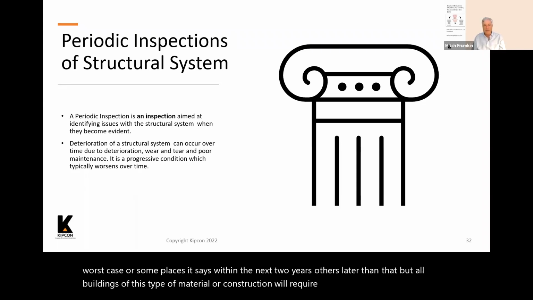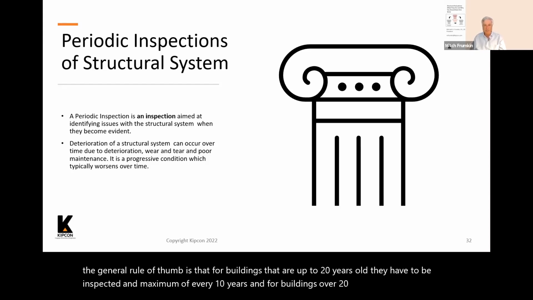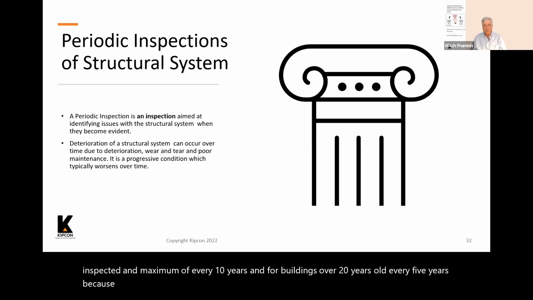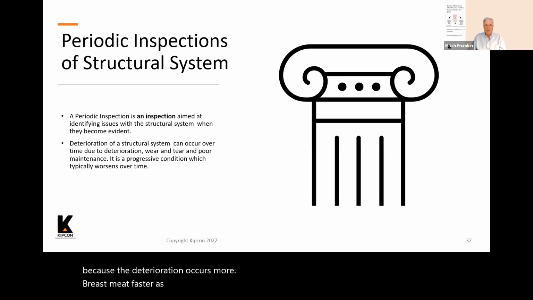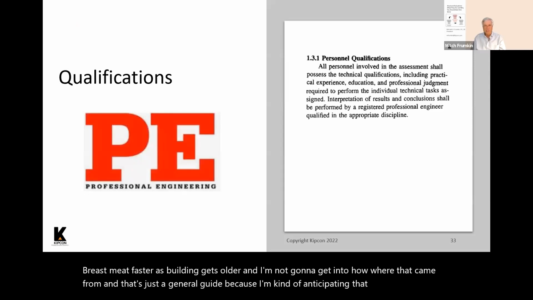And then after that, the general rule of thumb is that buildings up to 20 years old have to be inspected a maximum of every 10 years, and buildings over 20 years old every 5 years, because the deterioration occurs more progressively and faster as a building gets older. Now, I'm not going to get into where that came from, but that's just a general guide because I'm anticipating that question. Who does the inspection?